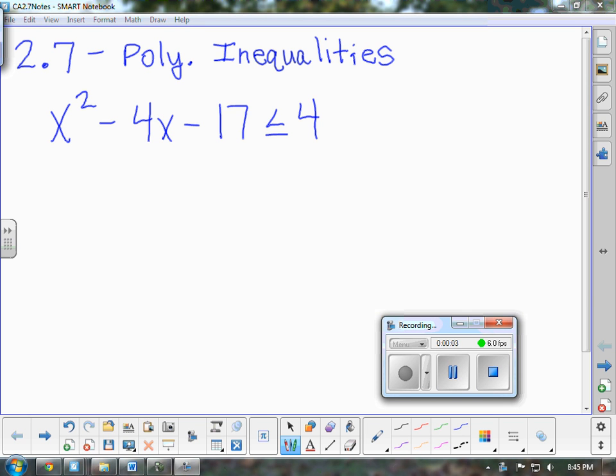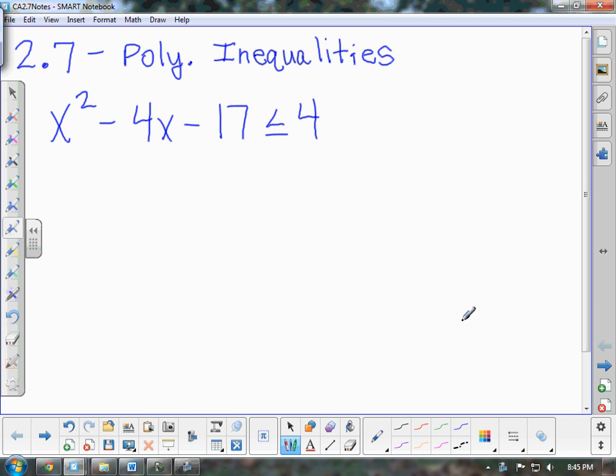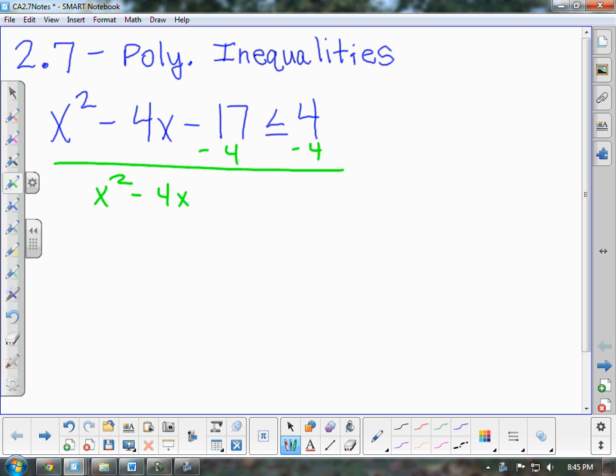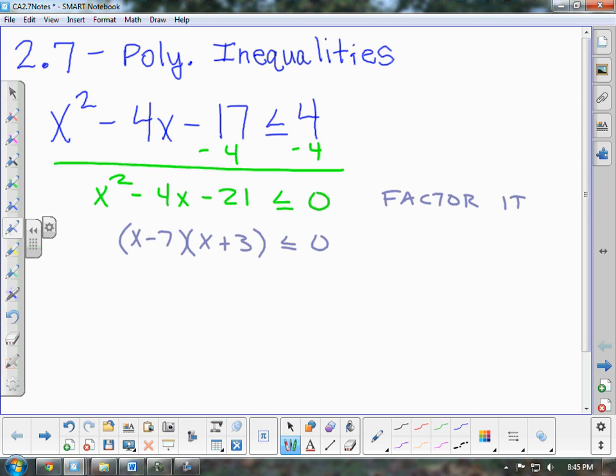All right, with this section here, 4.7 or 2.7, the final one on polynomial inequalities and solving them, it's very similar to solving a quadratic equation. You've got to get one side set equal to 0, and so here we would first subtract 4 to get x squared minus 4x minus 21 is less than or equal to 0. And then you're going to have to factor this. That would be x minus 7, x plus 3, less than or equal to 0.